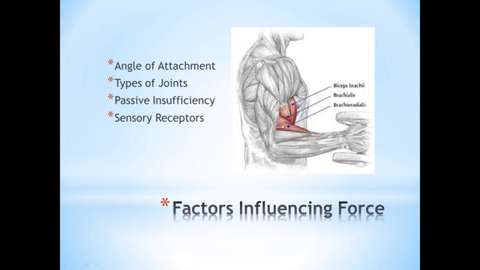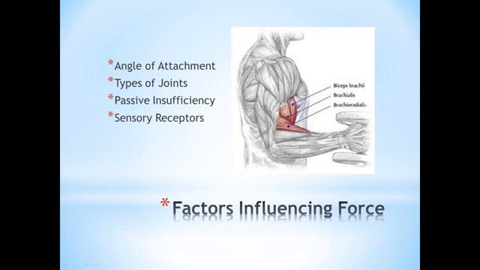Brachioradialis is going to provide me with much greater stabilizing factors than my primary elbow movers, but I'm not going to have as much rotary, whereas I'm going to have much greater rotary components than I am stabilizing components. So the angle of attachment will have a huge impact on one's ability to generate or influence force around a joint. Obviously, the type of joint that it crosses will have an impact.